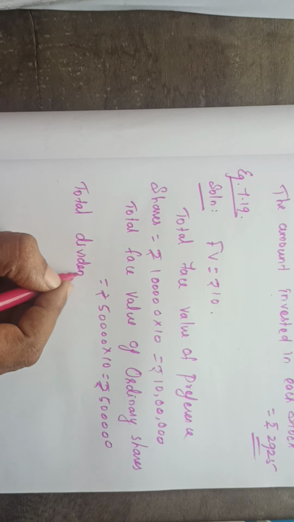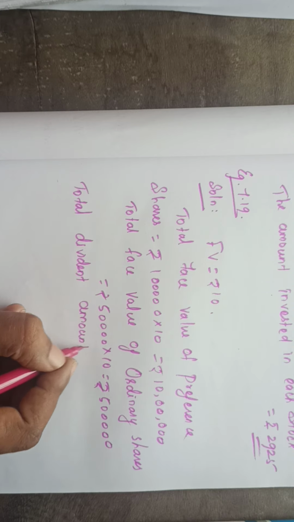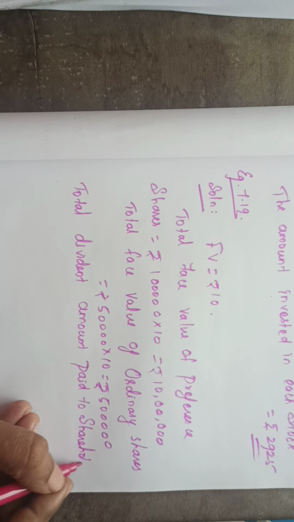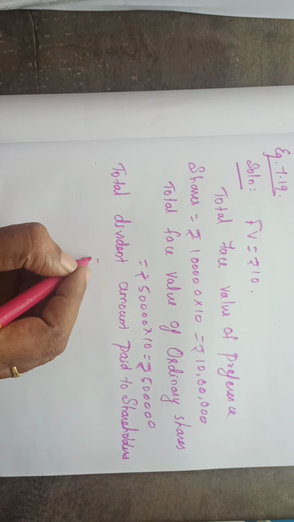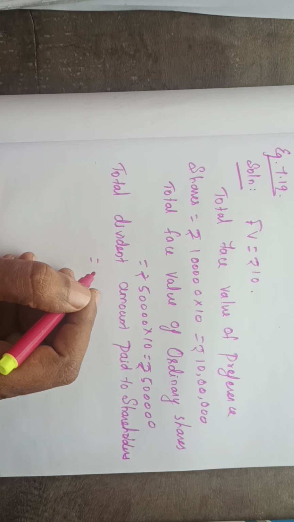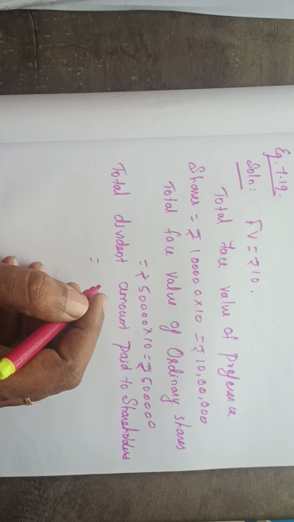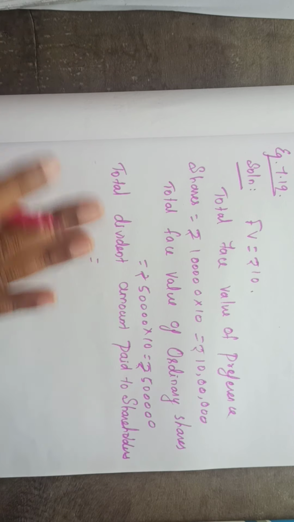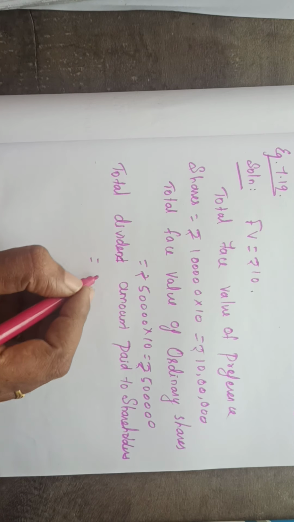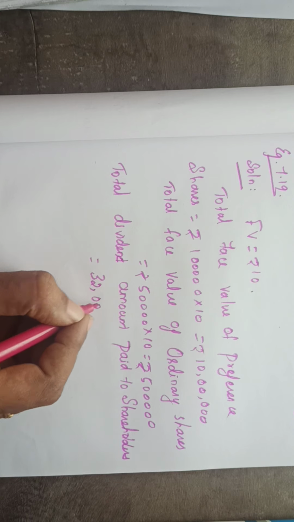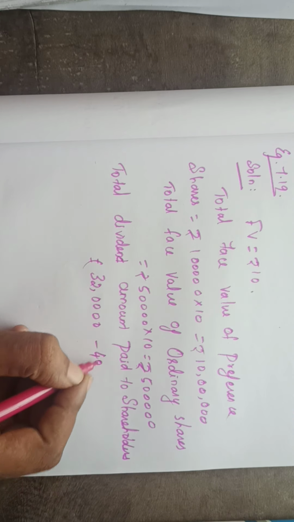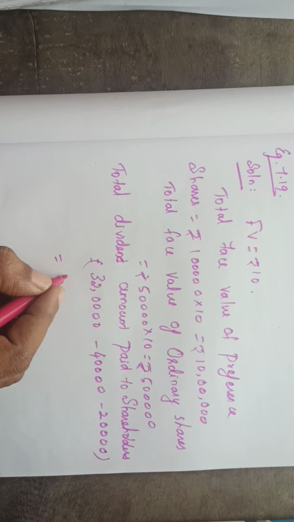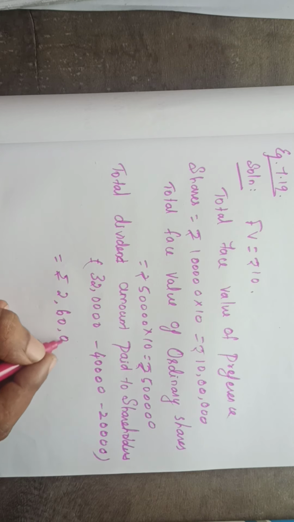Then total dividend amount paid to shareholders. Okay. So already I said dividend means we will subtract. So here the total profit of the company is given. 40,000 was kept in reserve and 20,000 was kept in depreciation fund. So we will subtract that, is it right? Dividend. So what will you do? 3,20,000, subtract this, this one we will get.